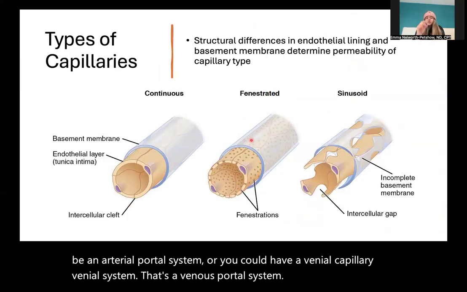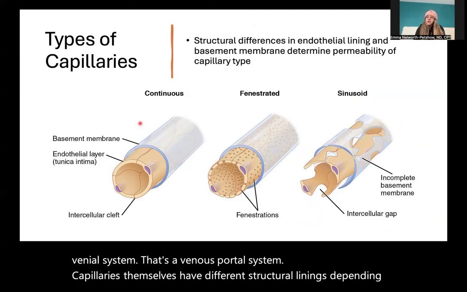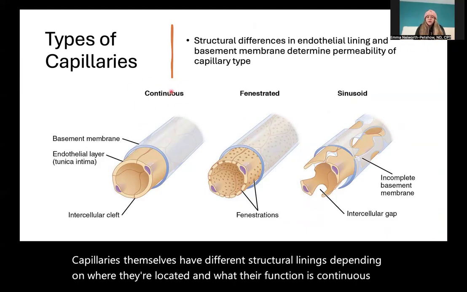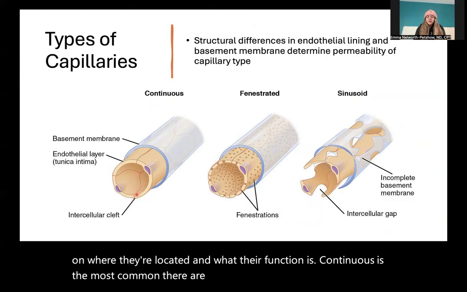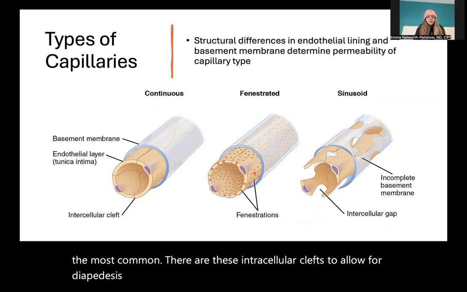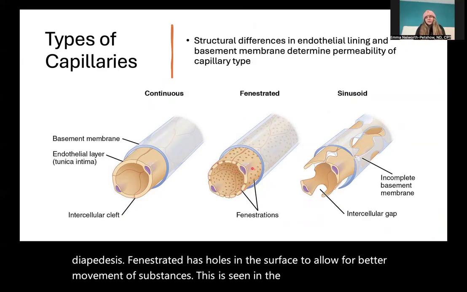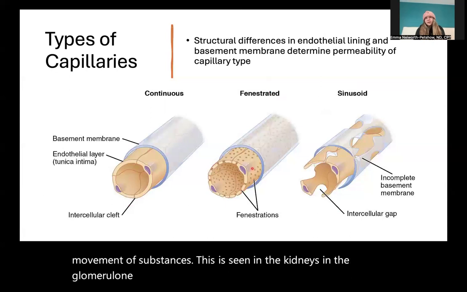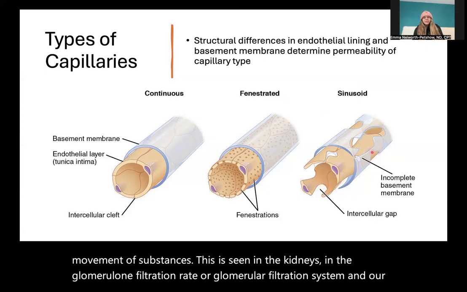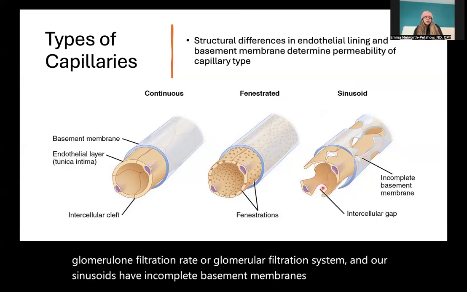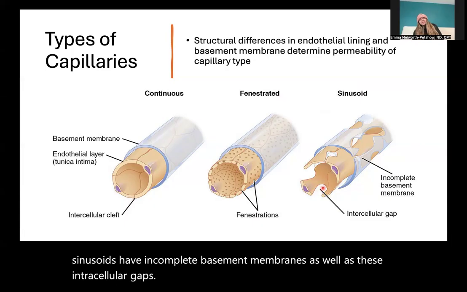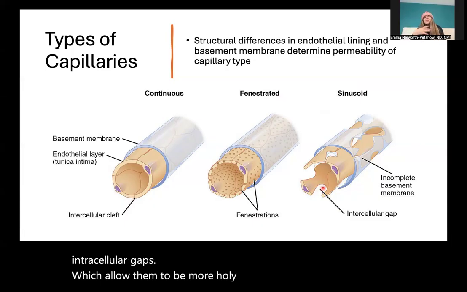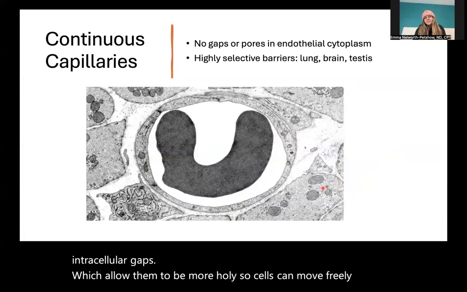Capillaries themselves have different structural linings depending on where they're located and what their function is. Continuous is the most common. There are these intercellular clefts to allow for diapedesis. Fenestrated has holes in the surface to allow for better movement of substances. This is seen in the kidneys, in the glomerular filtration system. And our sinusoids have incomplete basement membranes as well as these intercellular gaps, which allow them to be more leaky, so cells can move freely in and out of them.